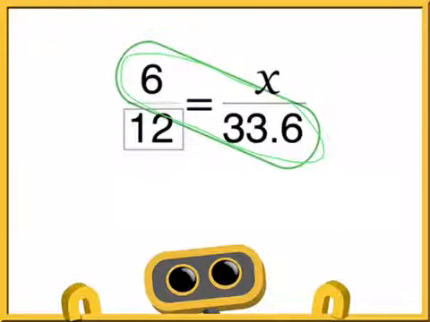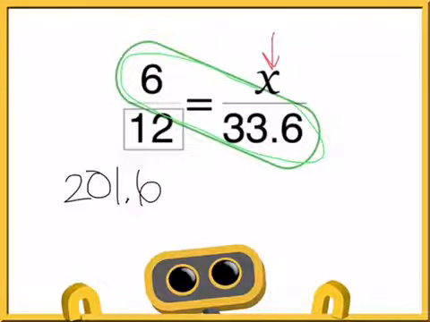X right here is called a variable. We know it represents a number. It's what we're going to be trying to find. We just don't know what it is. So let's say that I was going to start off by doing 33 6/10 times 6. When I do that math, I get 201 6/10. That's what you get when you multiply 33 6/10 times 6.